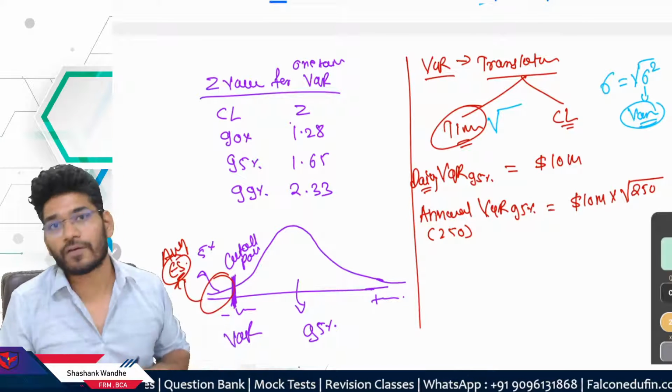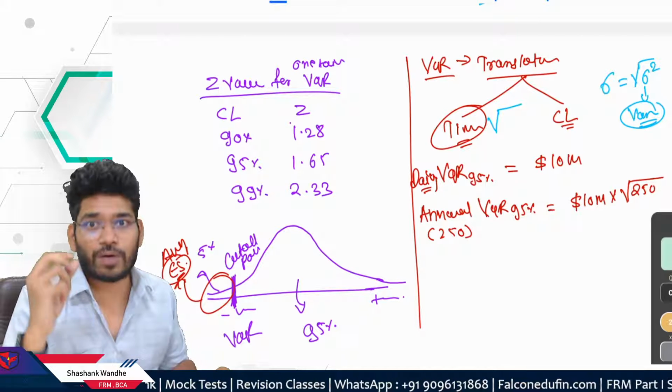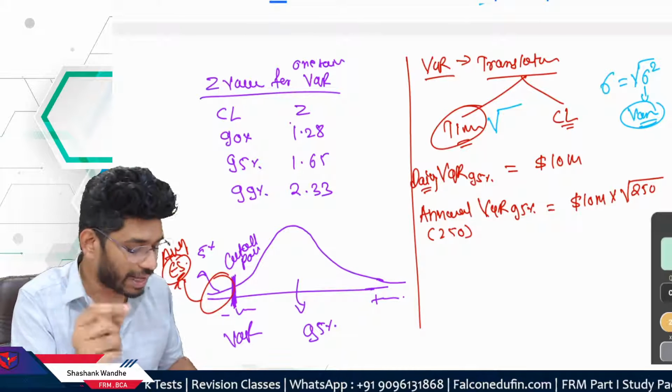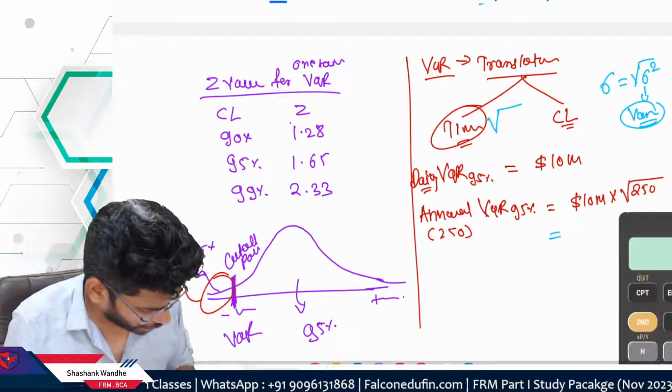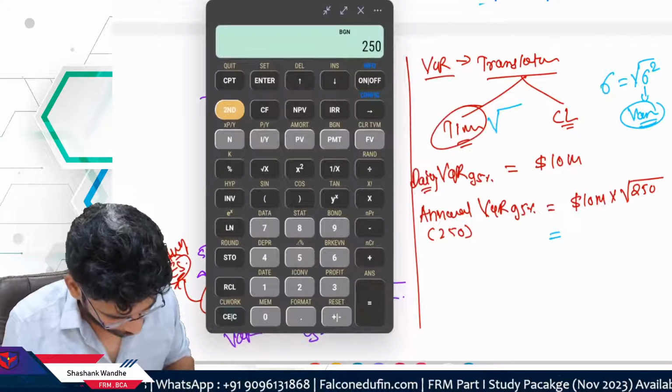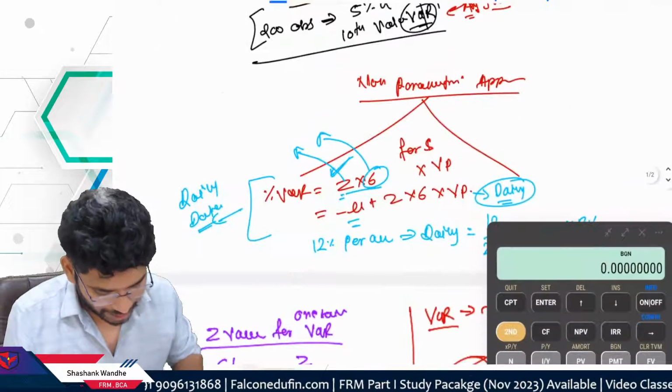The time translation of sigma is always done under root, and we are using sigma in the calculation of value at risk. That's why for value at risk the time translation will be done under root, and this will give you the annual VaR. So annual VaR is equal to 250.